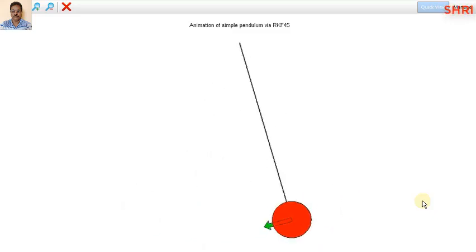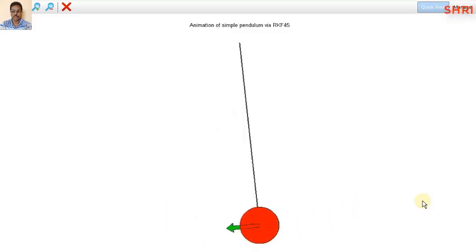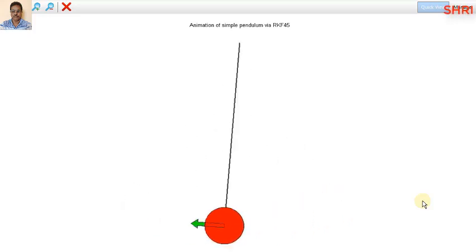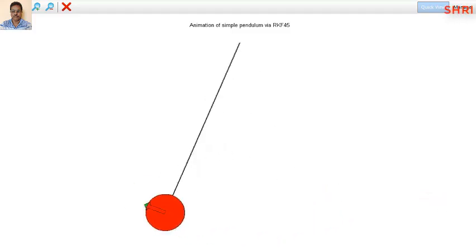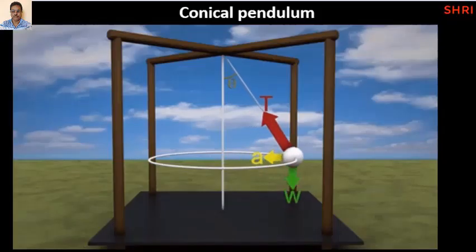A tiny mass connected to a long, flexible, massless, inextensible string and suspended from a rigid support is called a pendulum. If this pendulum or mass is given oscillatory motion, that is, to and fro motion about a mean position, then it is called a simple pendulum. But a conical pendulum is different.